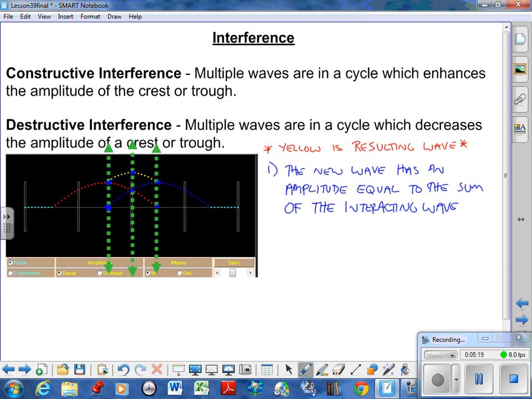So if you add the amplitudes, you will end up with your new wave. Okay? Secondly, if you try the applet out, you'll notice that the interaction of waves does not change the original wave.